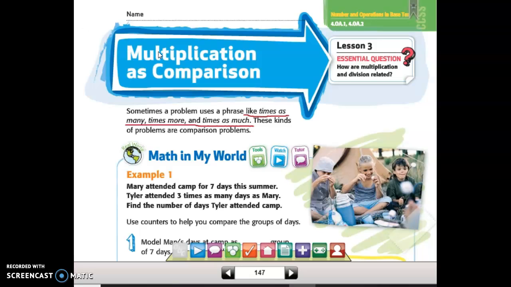Again, we're on lesson 3 in chapter 3. Our essential question is, how are multiplication and division related? And today's activity is about multiplication as comparison.